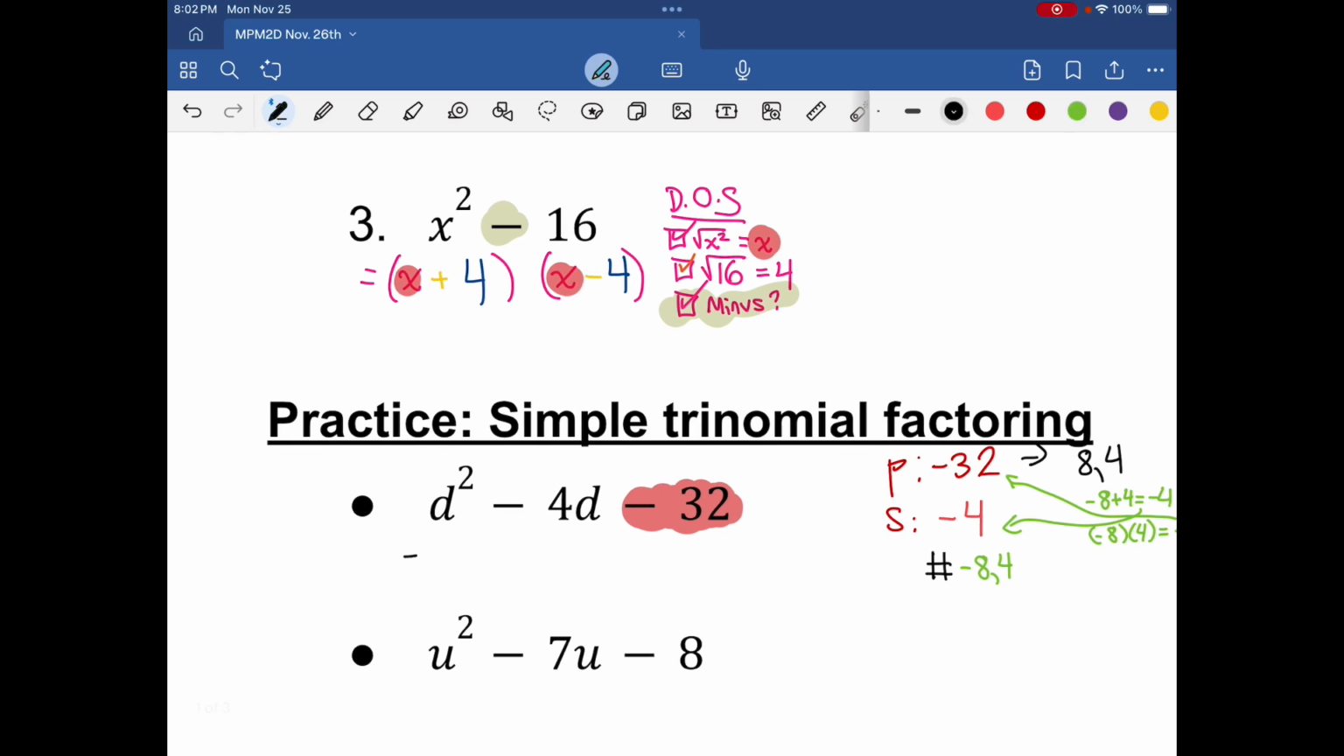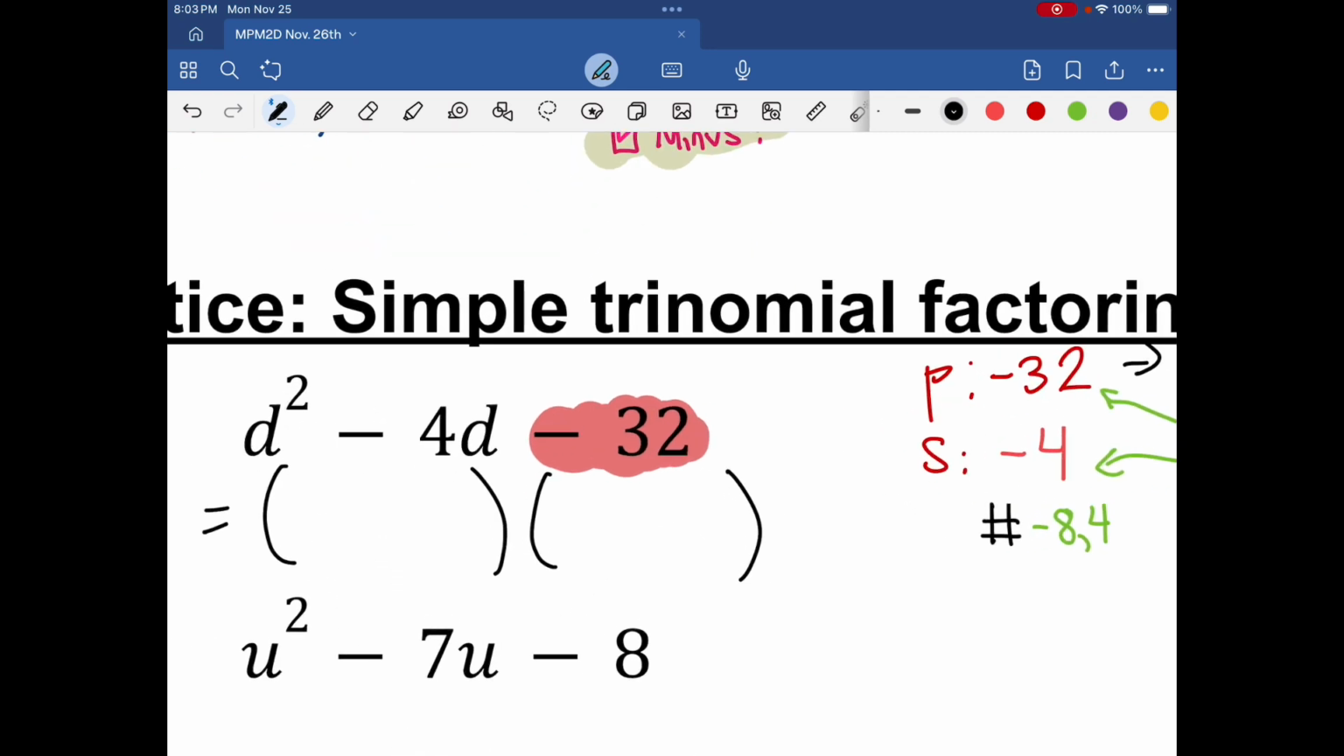So then for factored form, bracket, bracket. The variable that I have, the letter that I'm working with is D. D goes in one bracket, D goes in the other one. Then I have D minus 8 and D plus 4.